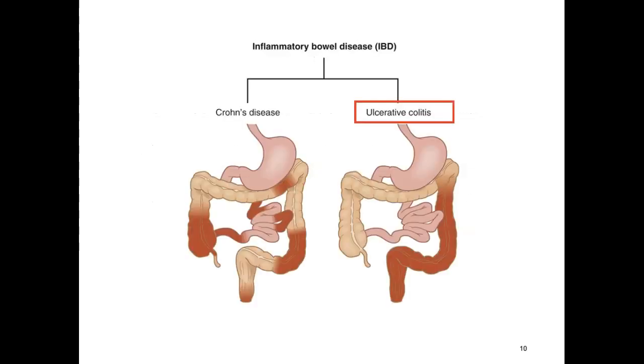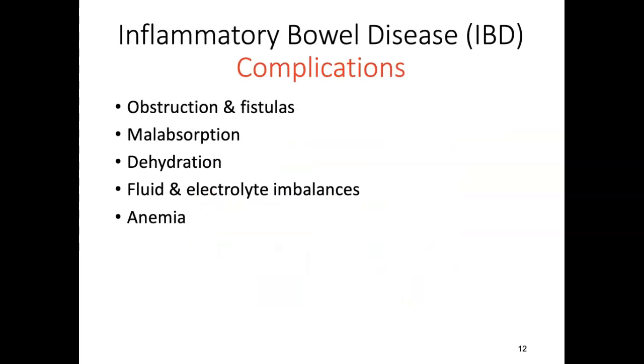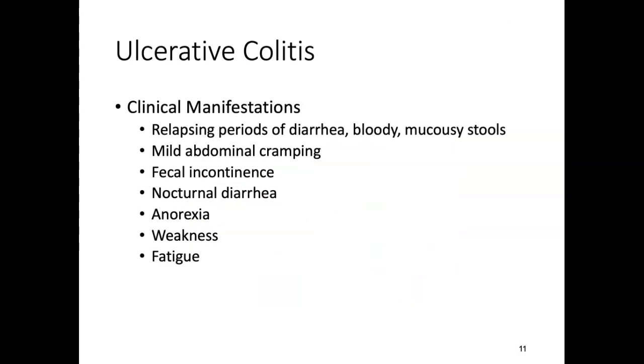So just coming back to this diagram, in Crohn's, again, you have the skip lesions and it can involve the small intestine. Ulcerative colitis starts with the rectum and goes up into the colon, and there's no involvement with the small bowel, the small intestine. Clinical manifestations are these relapsing periods of diarrhea, bloody, mucousy stools, mild abdominal cramping, sometimes fecal incontinence, nocturnal diarrhea, anorexia, weakness, and fatigue.